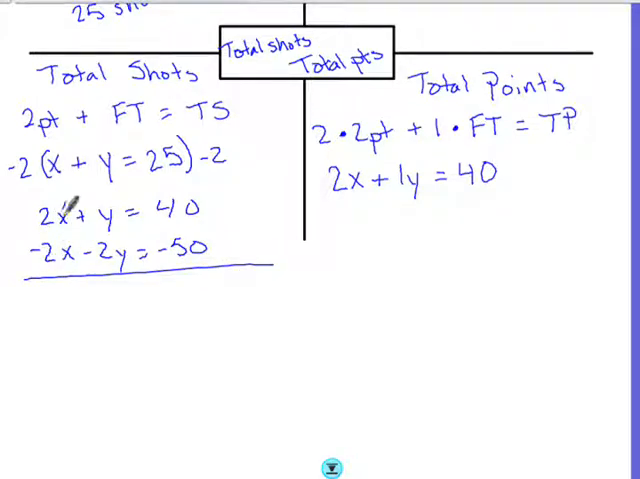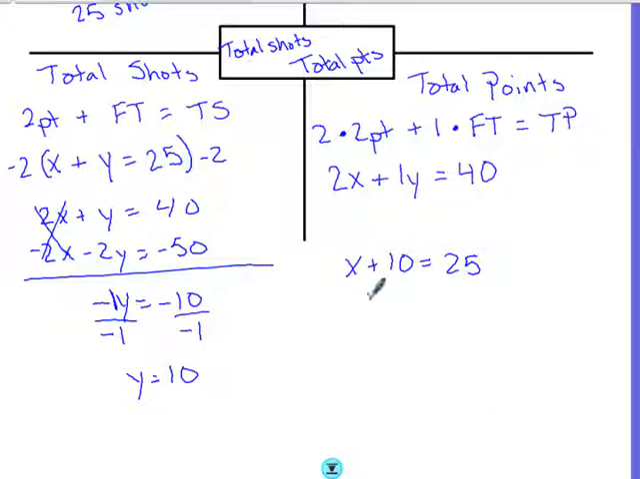2x plus -2x is 0, so they're eliminated. y plus -2y is -y. 40 plus -50 is -10. So to get rid of this negative, remember that's a -1, so I'm going to divide everything by -1, and y is going to be equal to 10. Alright, so then I have y, I need x, so I'm going to plug it back into this original equation. x plus 10 equals 25. Subtract 10 from both sides, and x is equal to 15.